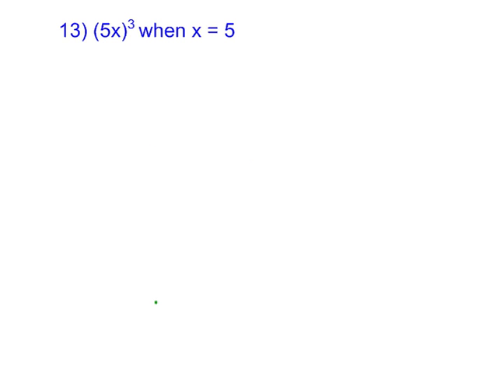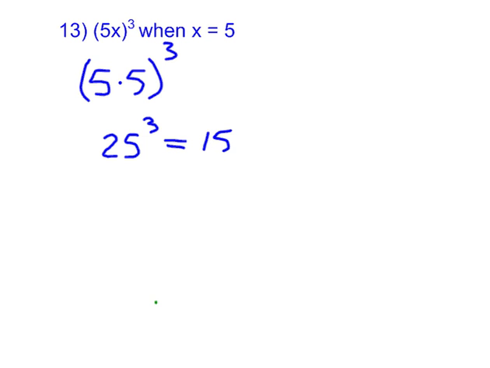Number 13 says 5x in parentheses to the third power when x is equal to 5. So we have to do what's inside the parentheses first. This would be 5 times 5 to the third power. 5 times 5 is 25. So this becomes 25 to the third, which is 15,625.